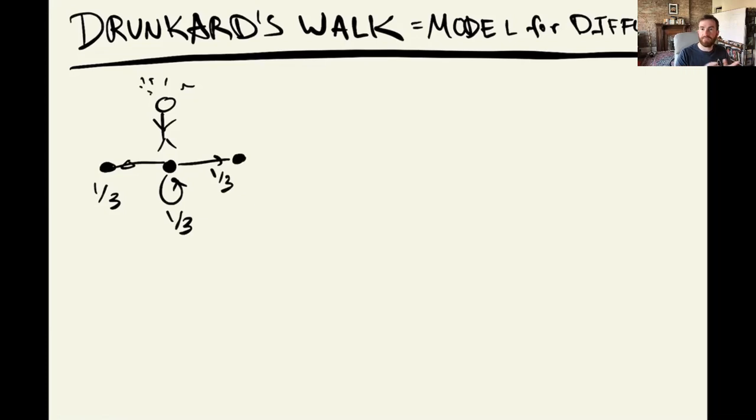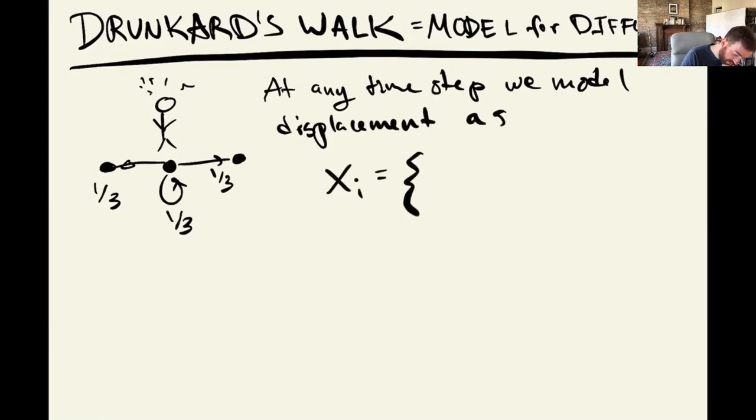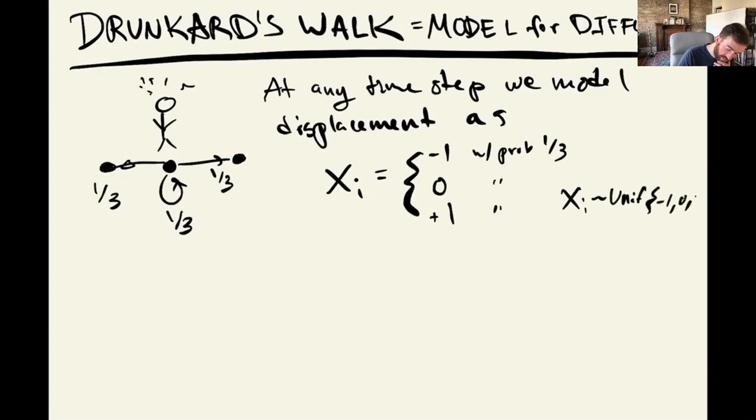And so we're now going to just let time evolve. So maybe he stays for a bit, maybe he stumbles a little bit that way, and maybe he stumbles back. In general, at any time step, we model displacement as this random variable xi, which is -1 with probability a third, 0 with probability a third, and +1 with probability a third. So it's a uniform distribution on -1 to 1. So xi is uniform on -1, 0, 1. All right, that's just a shorthand for that.